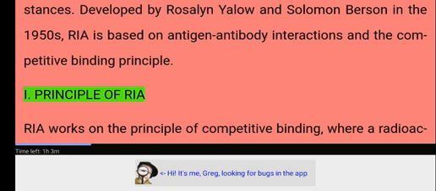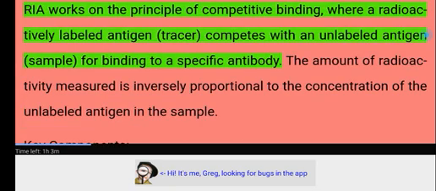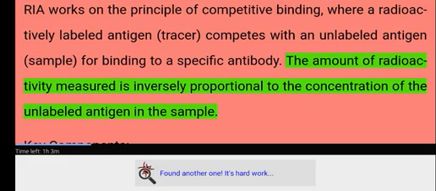Principle of RIA. RIA works on the principle of competitive binding, where a radioactively labeled antigen tracer competes with an unlabeled antigen sample for binding to a specific antibody. The amount of radioactivity measured is inversely proportional to the concentration of the unlabeled antigen in a sample.